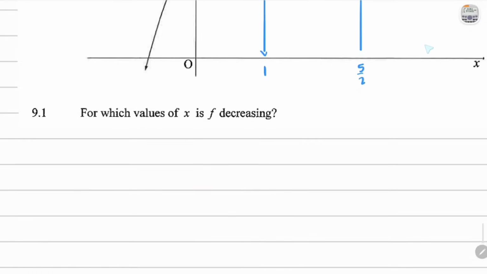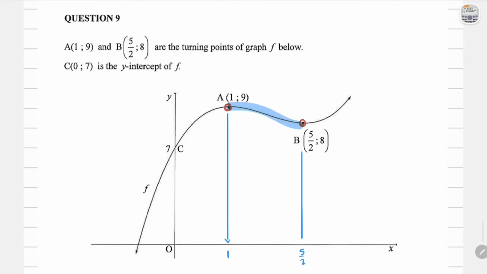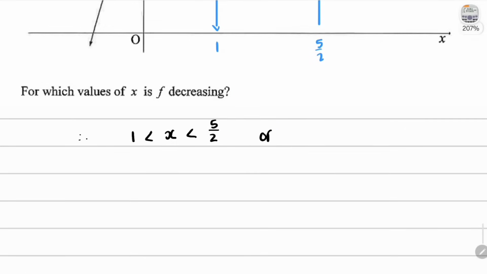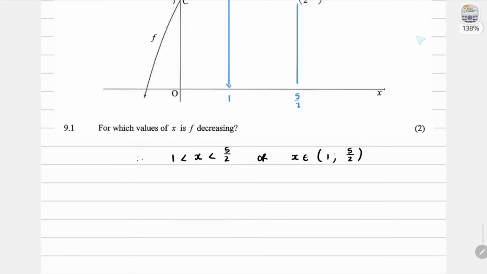So we can tell them this is where x is greater than 1 but less than 5 over 2. Remember, it can't be equal to it because at the turning point it's not decreasing, it is stationary. Okay, so you can write it like that. You can also write it as intervals. So this would be x is an element of round bracket because it's not included, from 1 to 5 over 2, and that would be our answer.